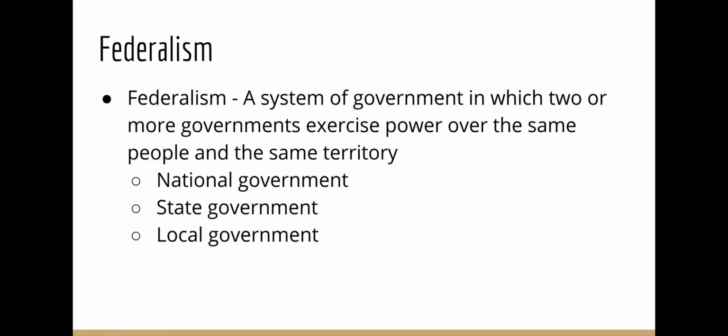Hello, today we are going to look at federalism and how that is embedded in our system of government. So, federalism is a system in which two or more governments exercise power over the same people and the same territory. If you look at one of the earlier videos we discussed in terms of the systems of government, it's closely related to a federal system. But you have the national government, you have state governments, and you also have local governments that all exercise some power over the same people in the same area.